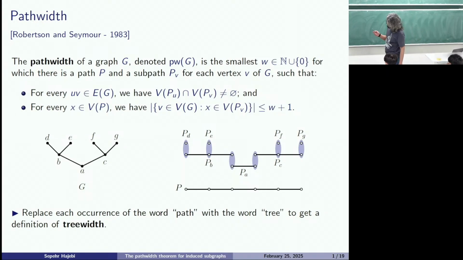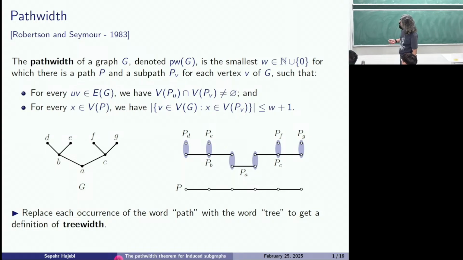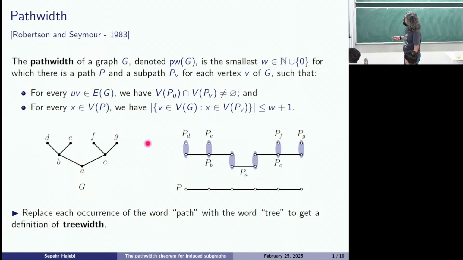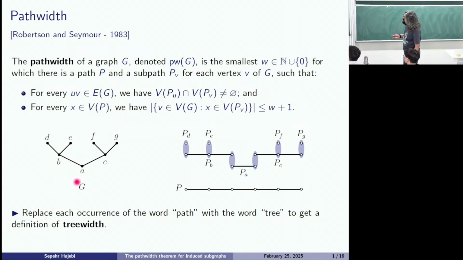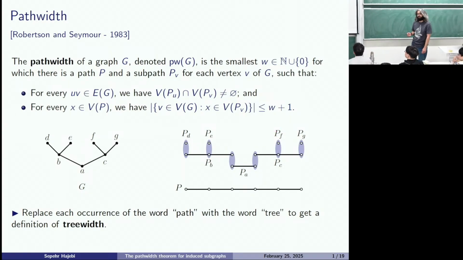And here is a picture of a graph on 7 vertices, which actually has pathwidth 1. Why? Because here is a path P and a subpath of P associated to each vertex of G, such that whenever you have an edge in G, the corresponding subpaths intersect, but every vertex of P belongs to exactly 2 of the subpaths. So 2 is 1 plus 1, that's what gives you the pathwidth to be 1. Okay?